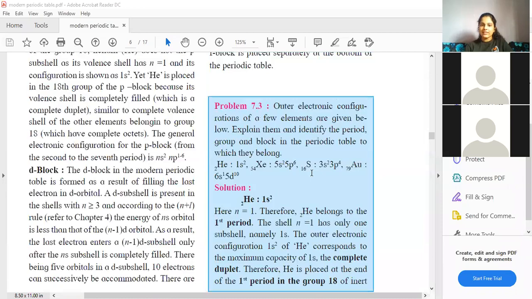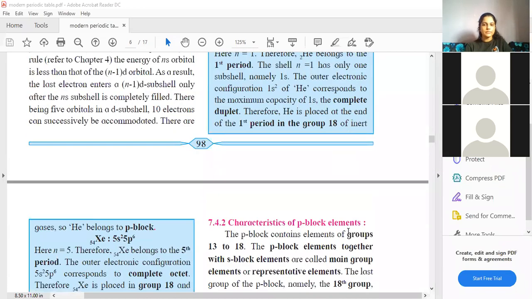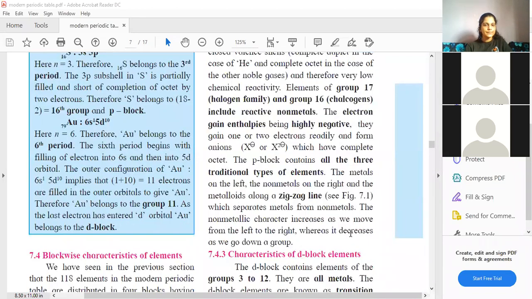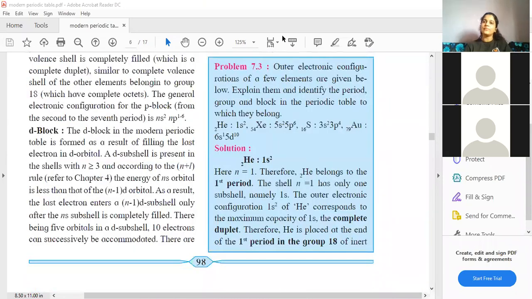Students, one more thing that you all can do, read this problem 7.3. Read this for the next lecture, okay? And if you all have any doubt, we can discuss it out. If you all have understood whatever I explained till now, you will understand this problem. See, outer electronic configuration of a few elements are given. They have written the configuration. Explain them and identify the period, group and block in the periodic table.